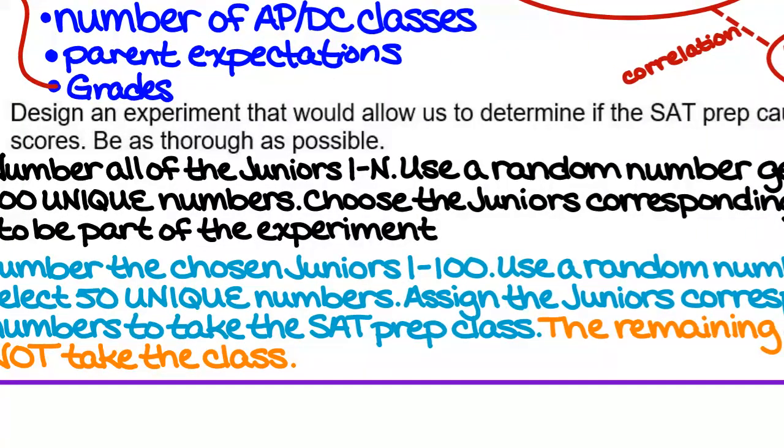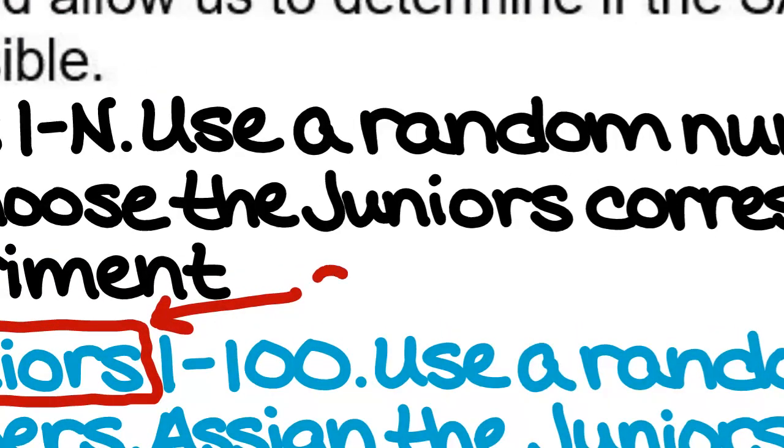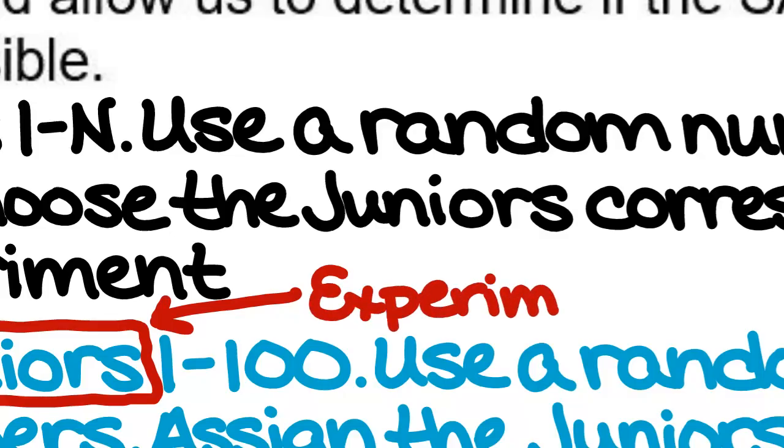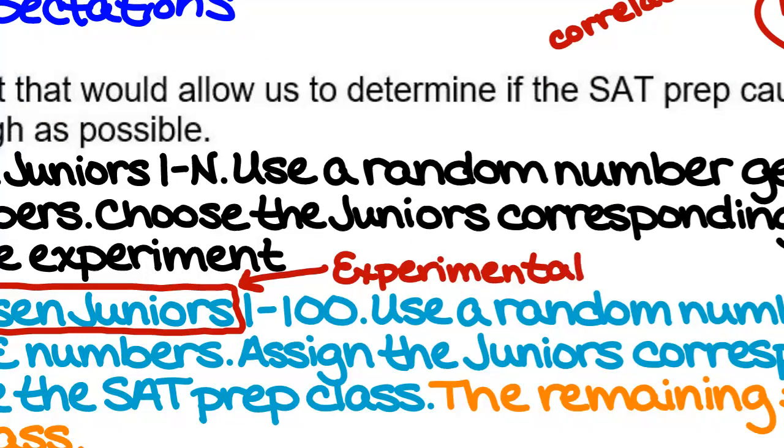These chosen juniors that we are numbering 1 to 100, these are often referred to as the experimental units.